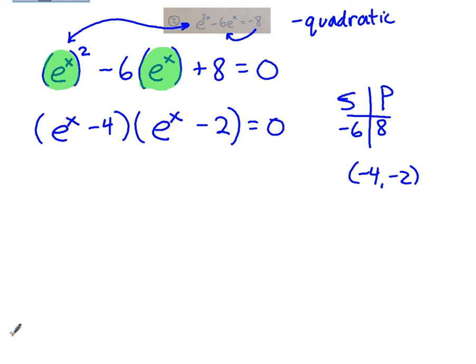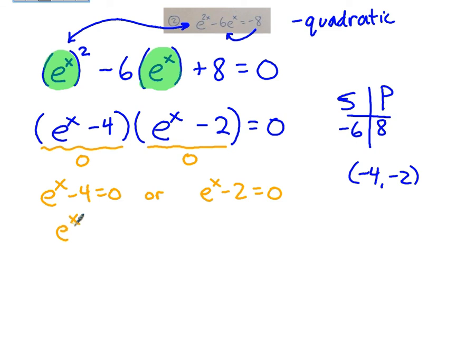In fact, now we still have to solve the equation. So what we have to do is say, well, either this factor is equal to 0 or this factor is equal to 0. So that means e to the x minus 4 equals 0 or e to the x minus 2 equals 0. And then we can finally solve this one. So e to the x equals 4, e to the x equals 2.